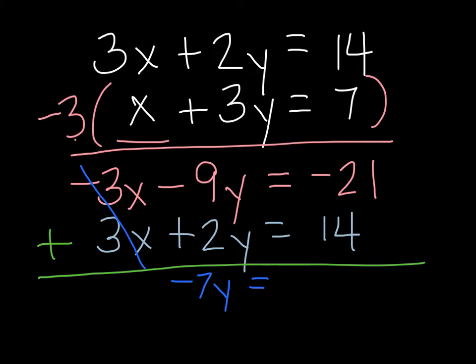And so -7y is equivalent to, or has the same value as, -21 plus 14, which is a -7. So I'm going to solve for y by dividing by -7 on both sides, and I get that y has a value of +1.